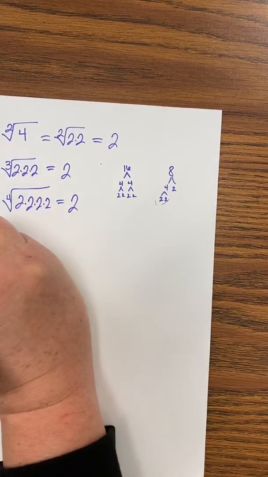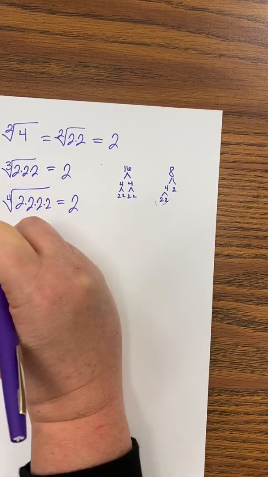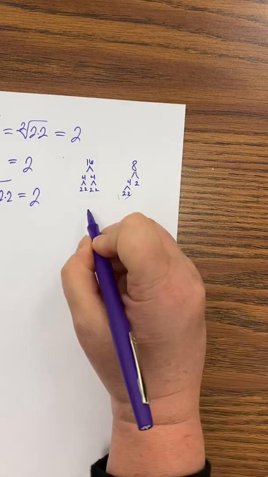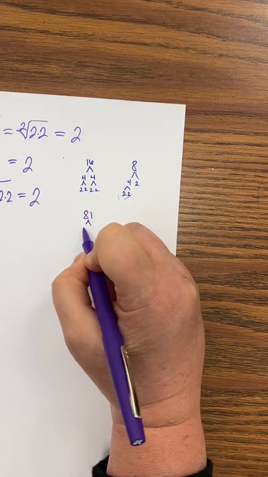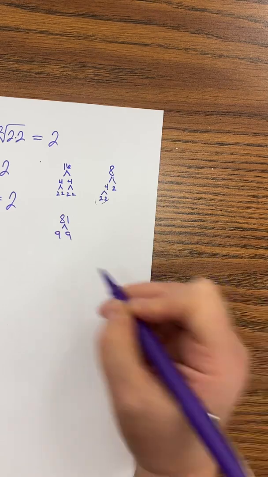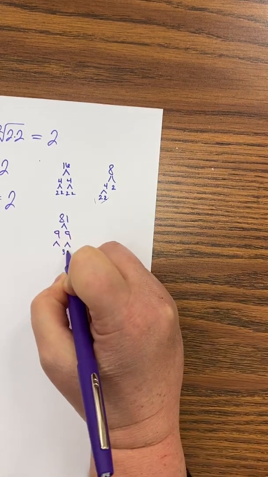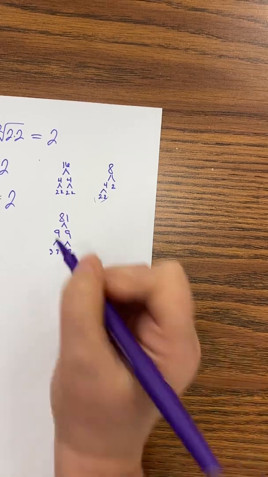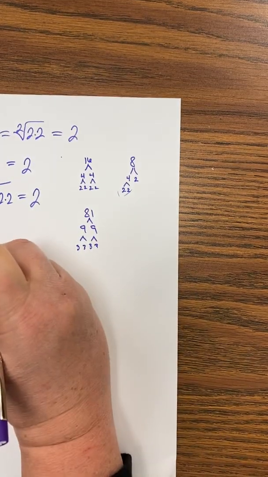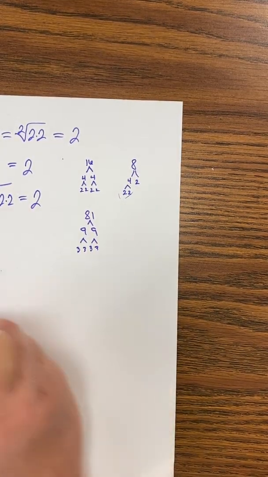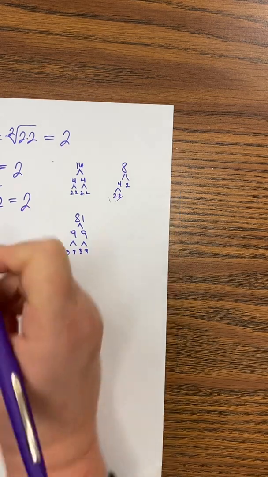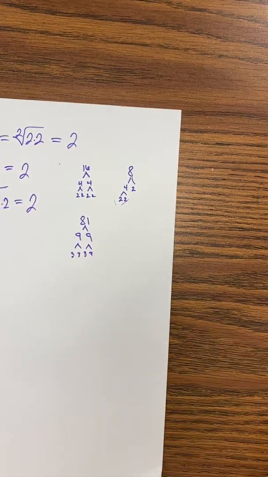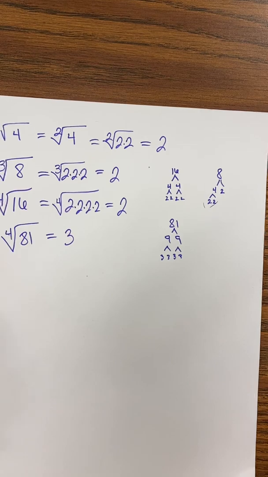One more. Fourth root of 81. So again, what are factors of 81? 9 and 9. And then what are factors of 9? 3 and 3. These aren't hard if you know your math facts, your factors. So then that means there's 4 3's. So the fourth root of 81 is 3.